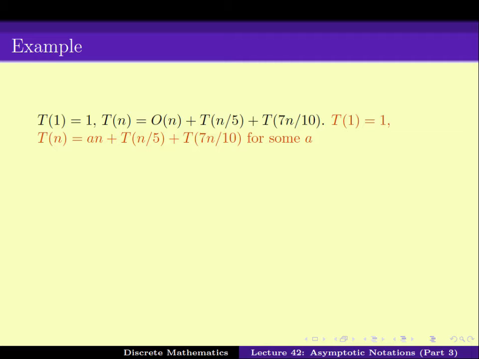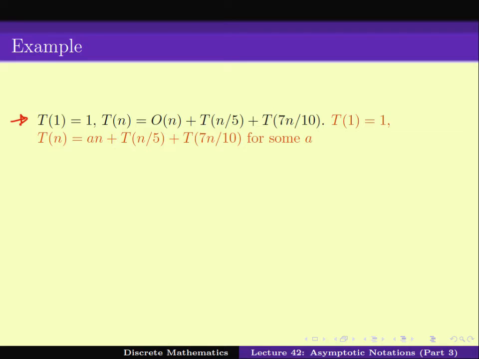Now this kind of expression is used a lot in the analysis of algorithms, where when we count, we are not exactly sure of the constants. So instead of putting a constant here, say 5n or 3n or something, we just leave it as order n. And this is how you are supposed to read it. Okay, so Tn equals an plus Tn over 5 plus T7n over 10.